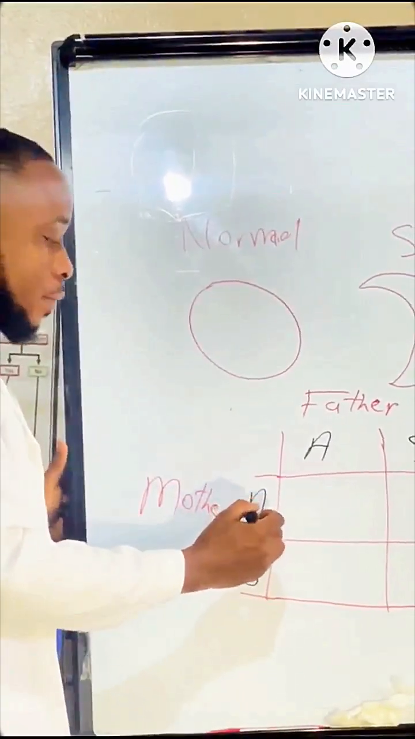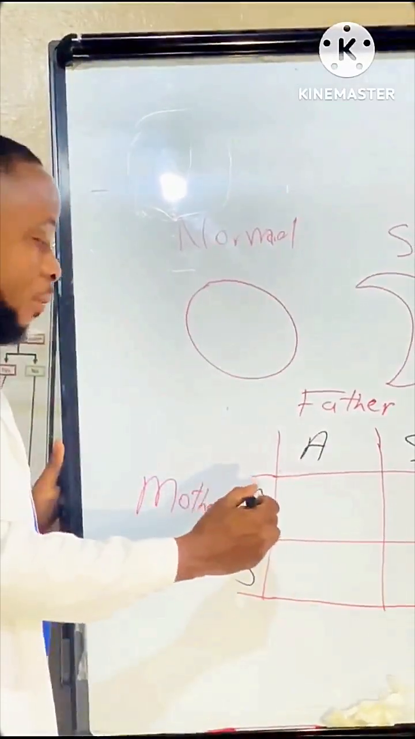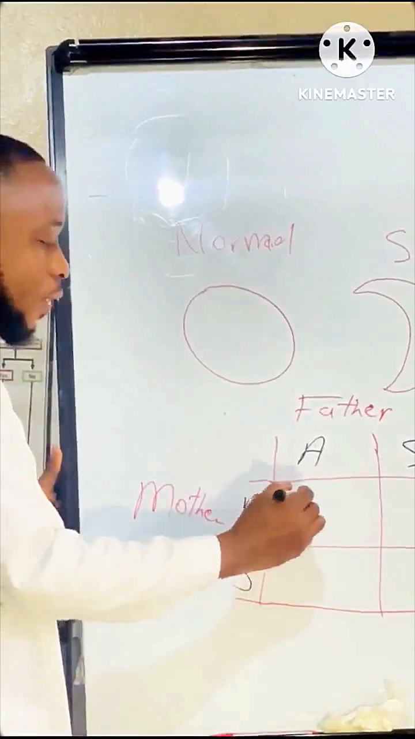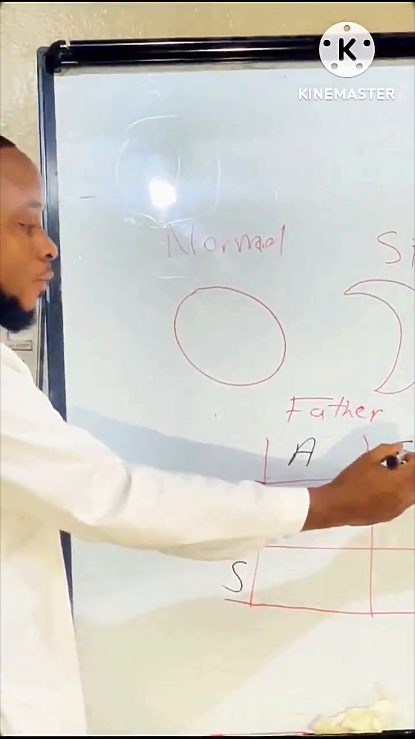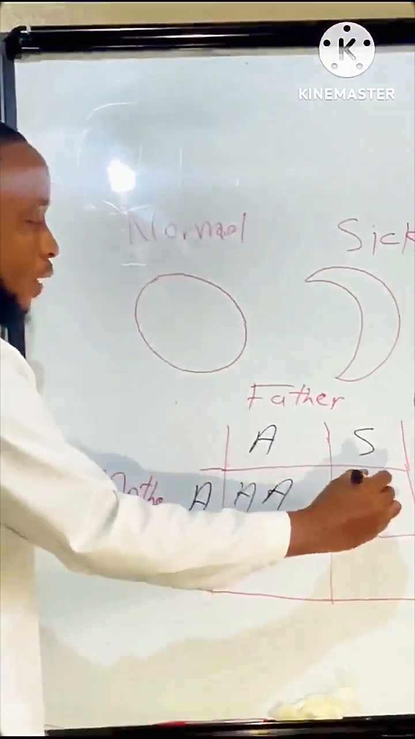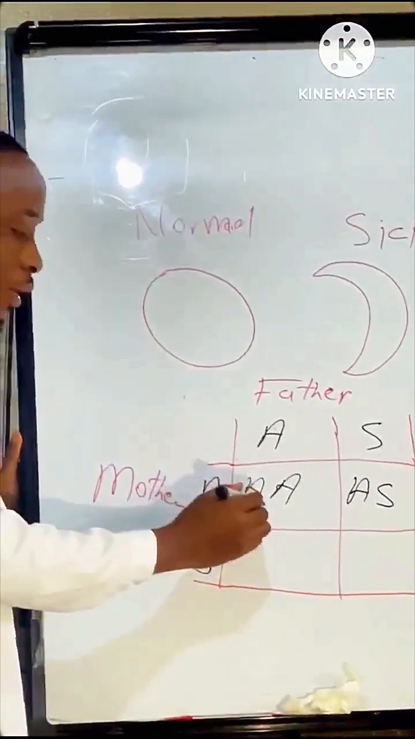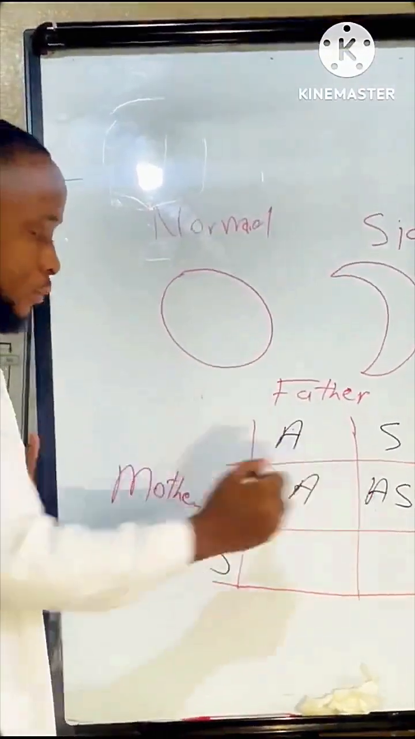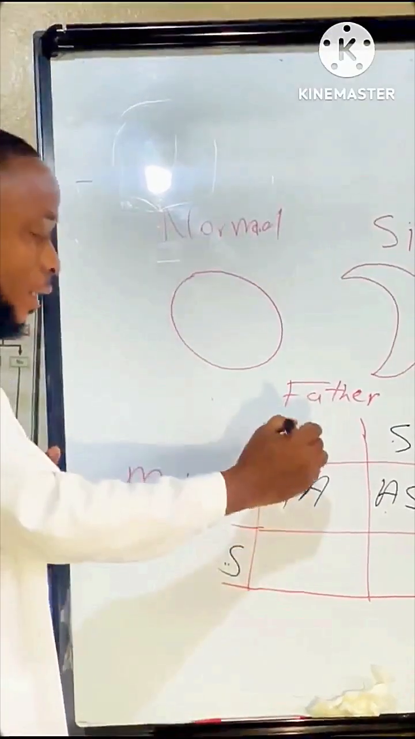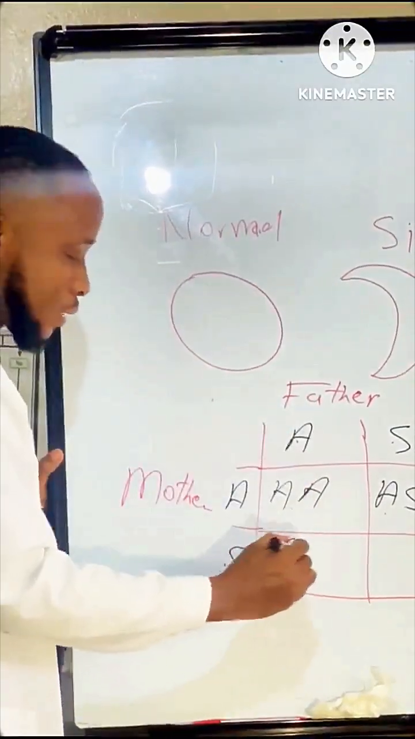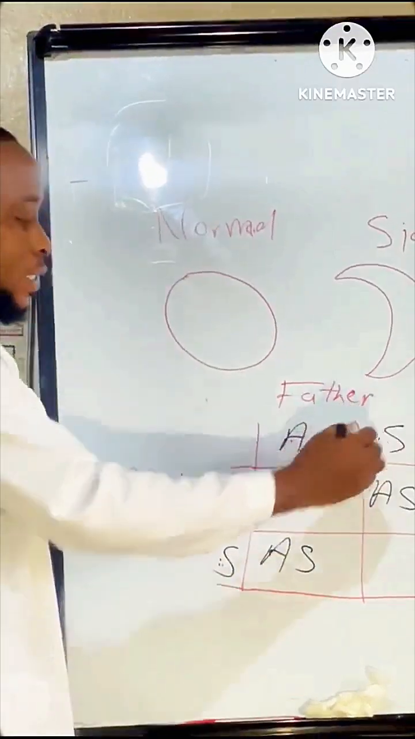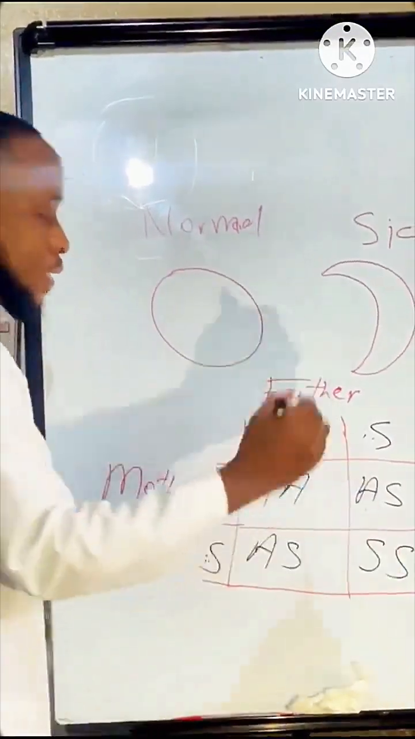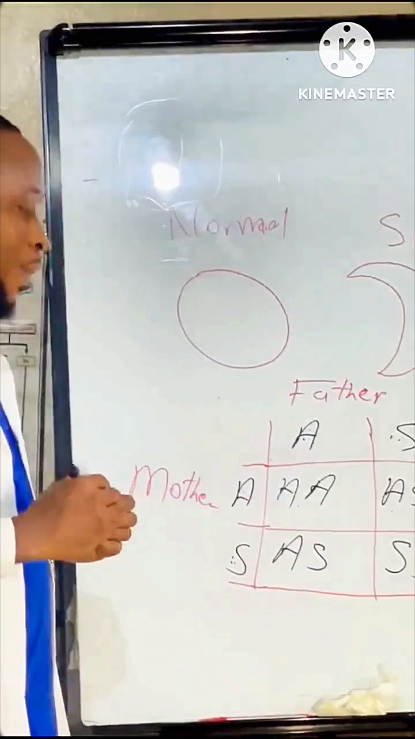If the mother's A pairs with the father's A, they will have AA. The mother's A pairs with the father's S, they will have AS. I mean, you have a child with AA or a child with AS. If the mother's S pairs with the father's A, they will have AS. If the mother's S pairs with the father's S, they will have SS. So now see the percentage.